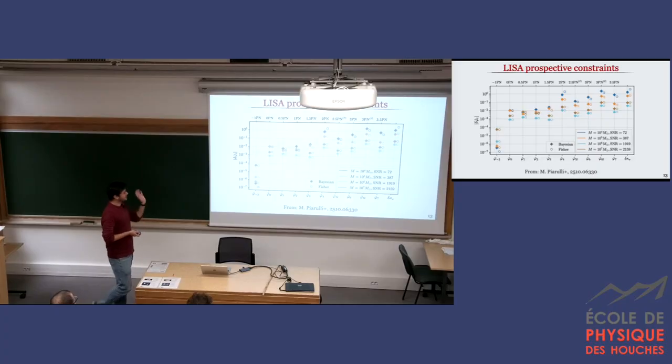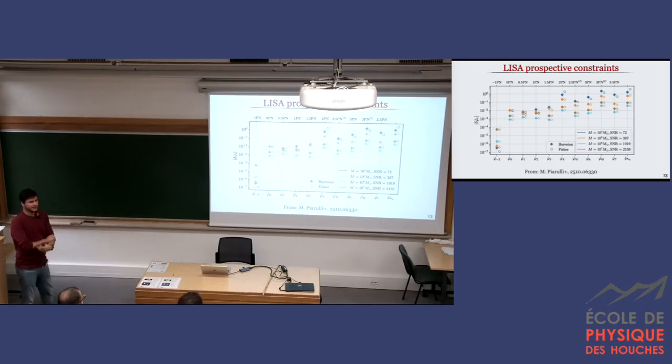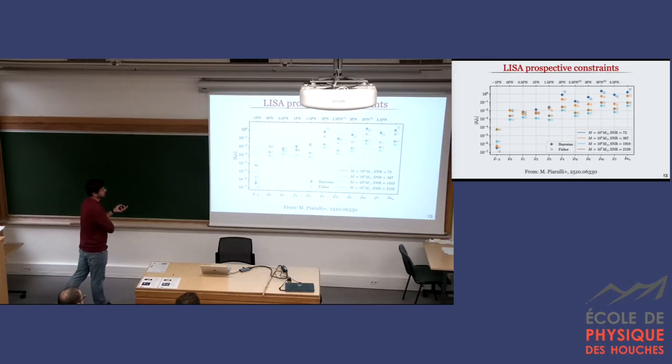So for Lisa, since there was this paper last week, I decided to show this plot because I think it's the first paper that's looking in a Bayesian way at what the prospects of Lisa are to constrain these different parameters. Here you see results for different events. This is the total mass of the binary. I think the mass ratio here is close to 1, not exactly 1, but close. So these are supermassive black hole binaries with some given masses, some given SNRs.